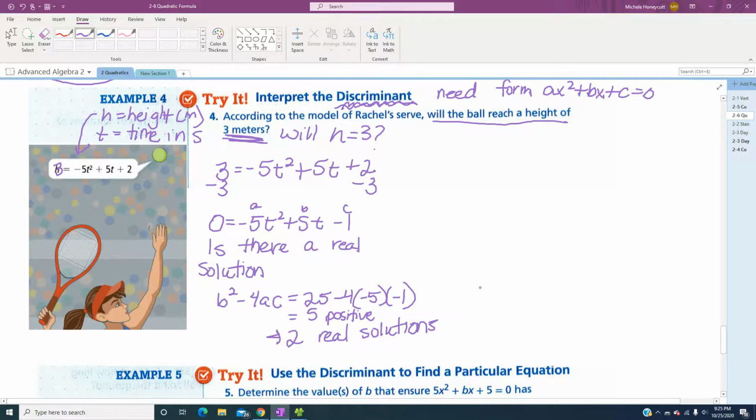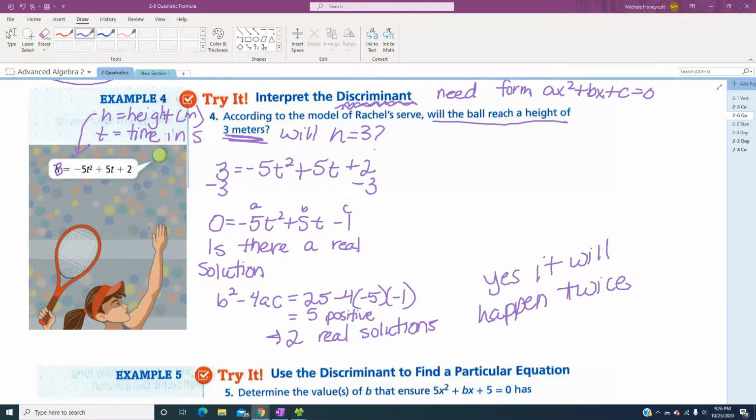So will Rachel serve, will the ball reach a height of 3 meters? Yes, it will happen. Twice. So that's how the discriminant can tell me that. If I were to graph this, because why not? I have Desmos pulled up.